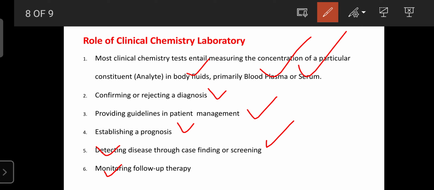But with the help of the clinical chemistry laboratory, by studying the constituents of body fluids, blood and plasma, before the start of treatment, during the treatment, or after the treatment, it is helpful to monitor the flow of the therapy. So these are the various roles of the clinical chemistry laboratories.